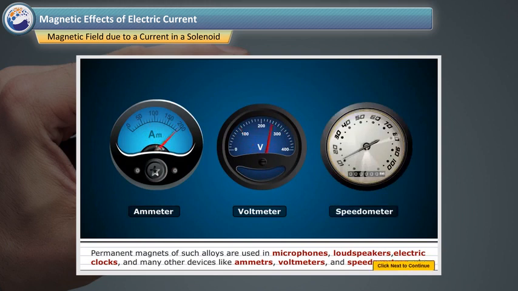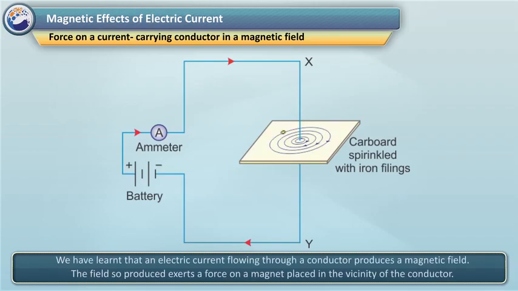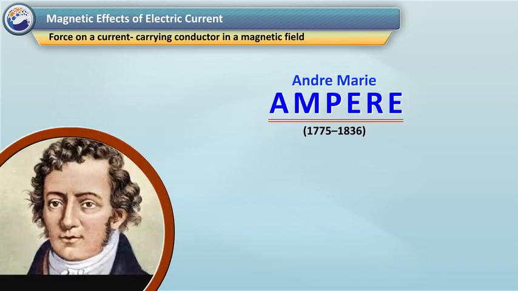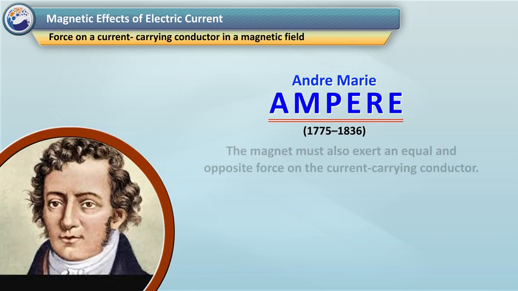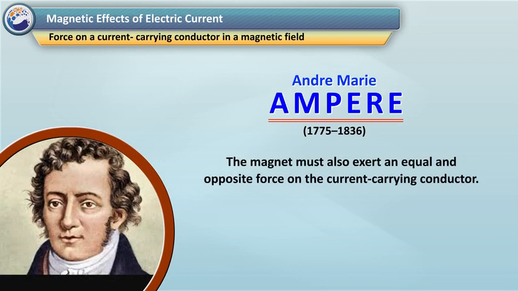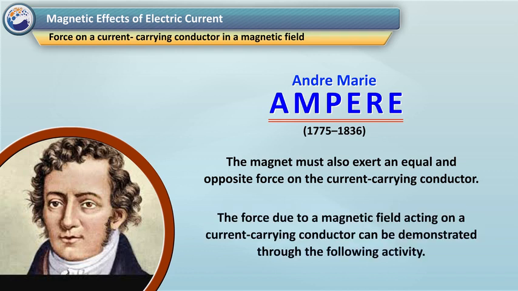Force on a current-carrying conductor in a magnetic field. We have learned that an electric current flowing through a conductor produces a magnetic field. The field so produced exerts a force on a magnet placed in the vicinity of the conductor. French scientist Henri-Marie Ampère (1775–1836) suggested that the magnet must also exert an equal and opposite force on the current-carrying conductor. The force due to a magnetic field acting on a current-carrying conductor can be demonstrated through the following activity.